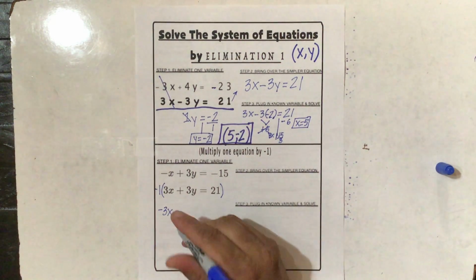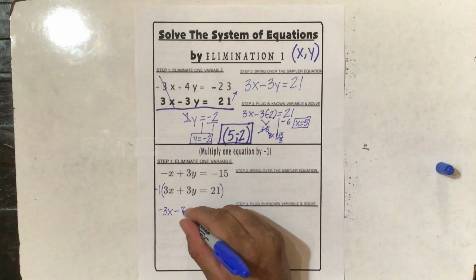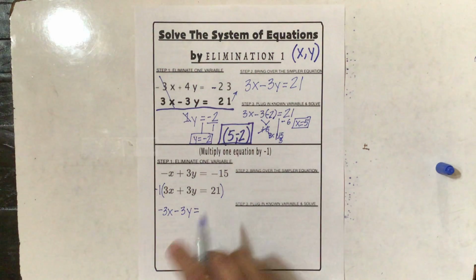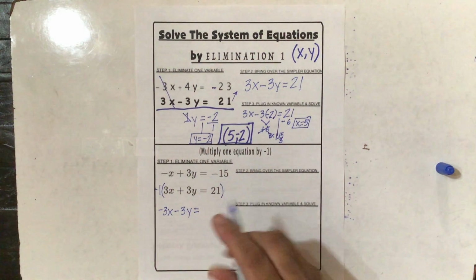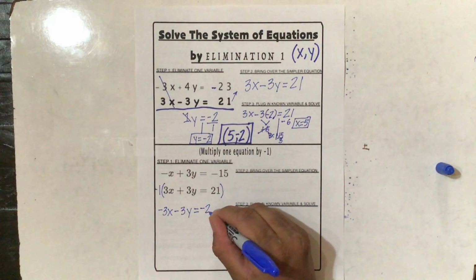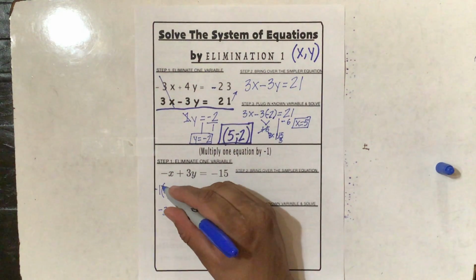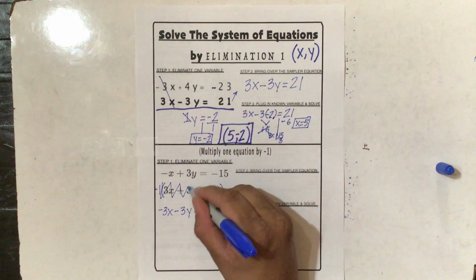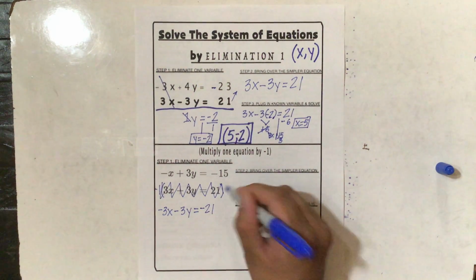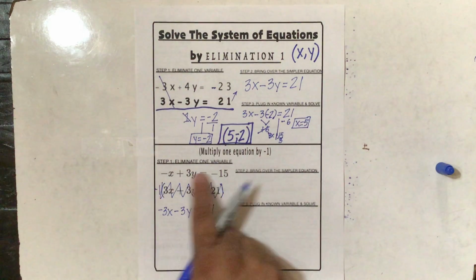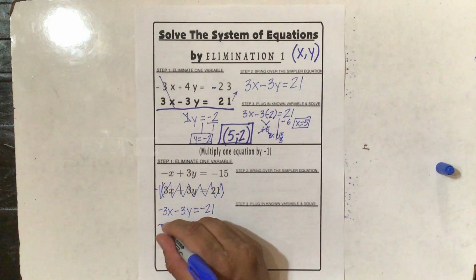Negative 1 times positive 3y is negative 3y. Equals negative 1 times positive 21 is negative 21. And there you go. Look at that. This equation is now gone because we changed it to that. This one is still there, so I'm going to bring it down like this.